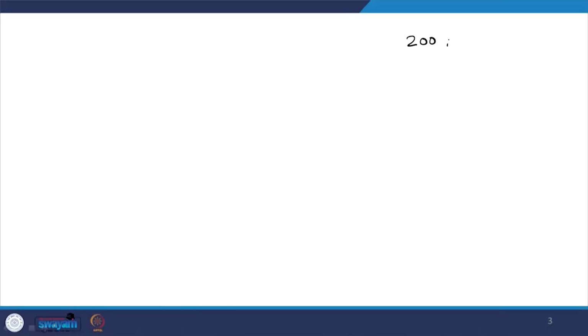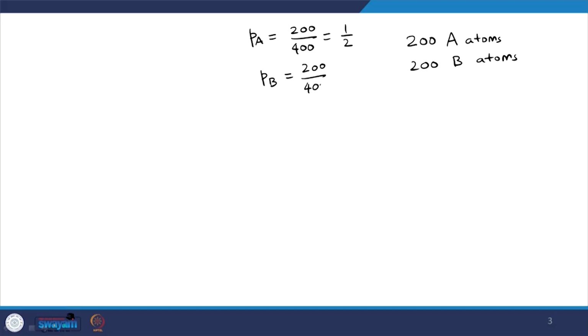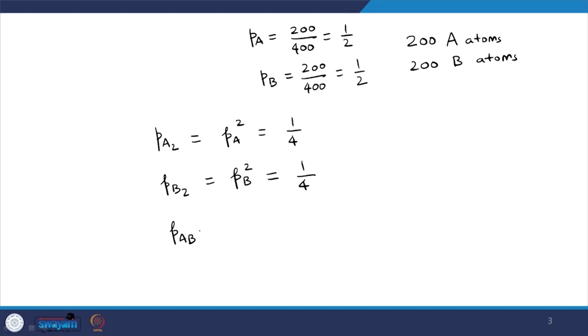So, now you may very well ask, what happens if I do some other combination of A and B atoms, and the answer is that you will get the same value of the equilibrium constant. So, let us say for example, if you had 200 A atoms and 200 B atoms. In that case, my PA is going to be 200 by 400, that is 1 by 2. My PB is going to be 200 by 400, that is equal to 1 by 2. My PA2 will be like PA squared, that is equal to 1 by 4. My PB2 will be equal to PB squared, that is equal to 1 by 4, and my PAB is equal to PA PB, that is equal to 1 by 4.